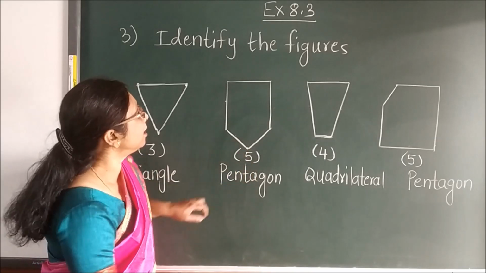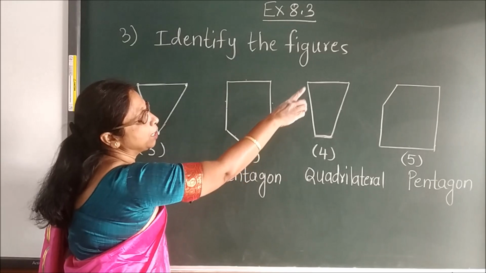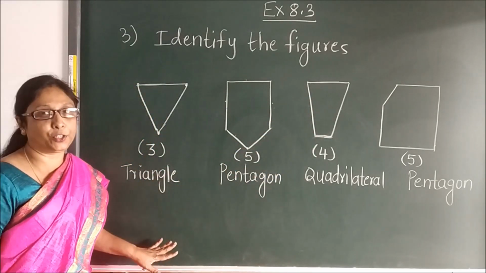And here we can see the same 1, 2, 3, 4, 5 and here 1, 2, 3, 4, 5. So 5-sided figures are pentagons.